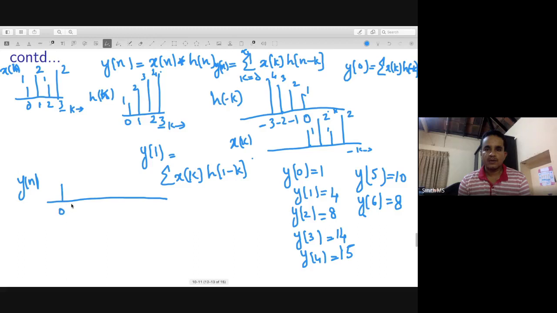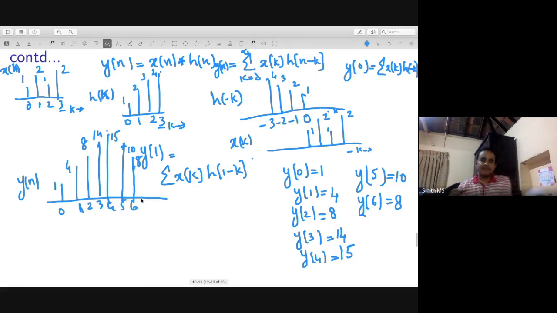So the signal that you are going to get, that is y of n, is 1, 4, 8, 14, 15, 10, 10, then 8, for n equal to 1, 2, 3, 4, 5, and 6. So these are the values of y of n that you're going to get. So this is basically the linear convolution.